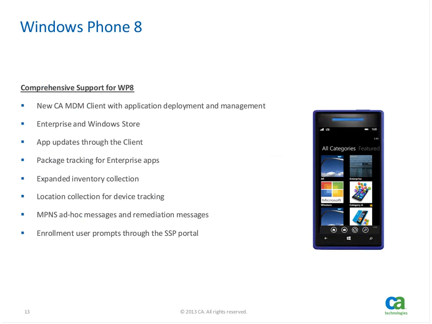Windows Phone: now finally we get a Windows Phone 8, full-fledged Windows 8 client. In terms of features and functions, it will have an inventory collection mechanism. It does have an enterprise Windows Store mechanism similar to what we present for iOS and Android, and device tracking. They also have a notification mechanism similar to APNS and GCM. Microsoft calls it MPNS, and we integrate with MPNS for ad hoc messages and remediation messages. And enrollment can be done similar to what we do for iOS and Android devices.